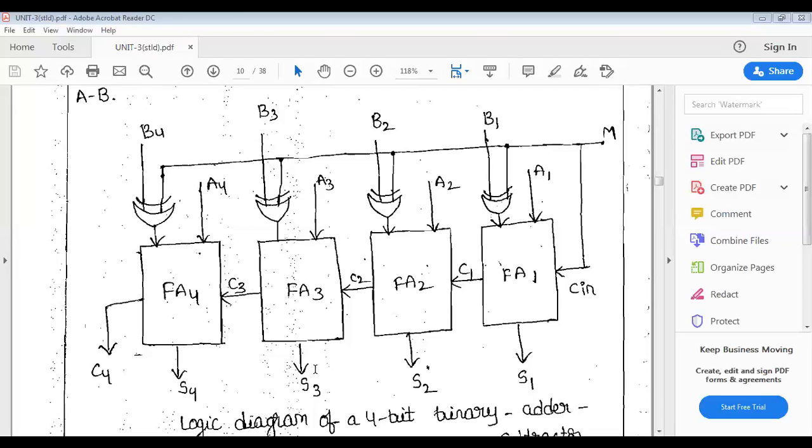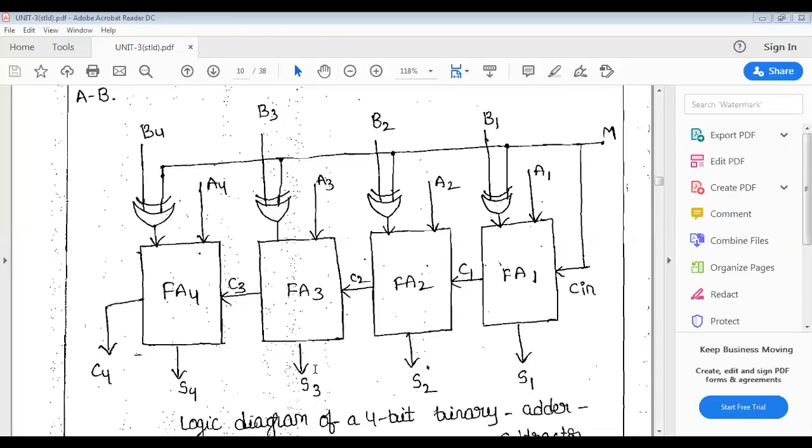And here also B4 is connected to one input of the exclusive OR gate, and another input is M, which is equal to 0. So B4 and M equal to 0 perform the exclusive OR operation, then it gives B4 only. So the full adder 4 performs the addition operation by taking A4, B4 and C3, and generates S4 and C4.